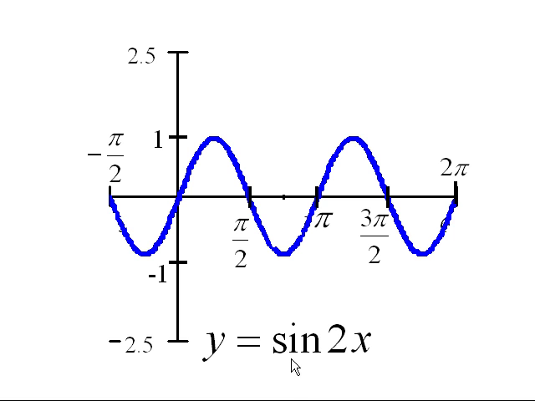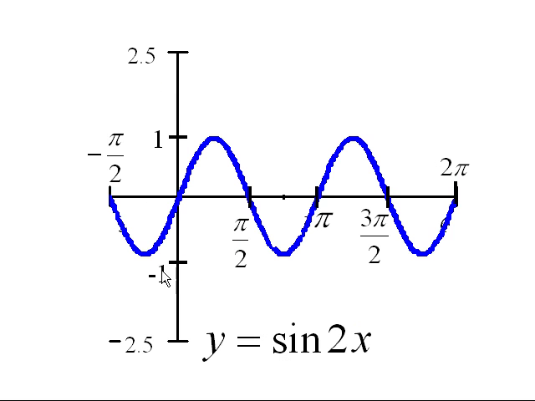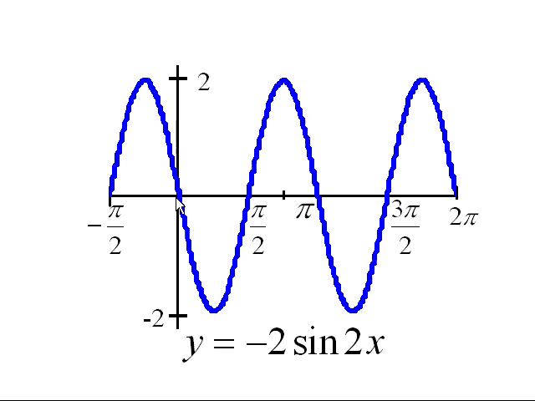Now let's do the amplitude. Instead of sine 2x, we want it to be minus 2 sine 2x. So instead of starting at 0 and going up to 1, we're going to start at 0 and go down to minus 2. So the amplitude 2 shows up there. And that's what the graph of the changed graph, minus 2 sine 2x, would look like.